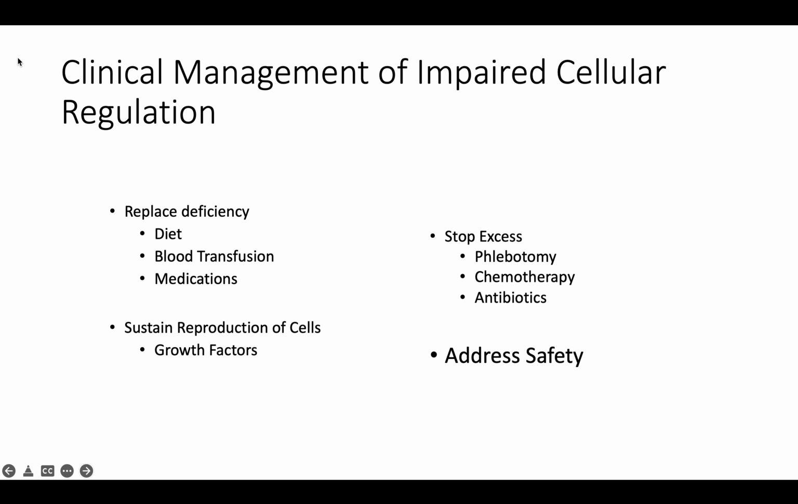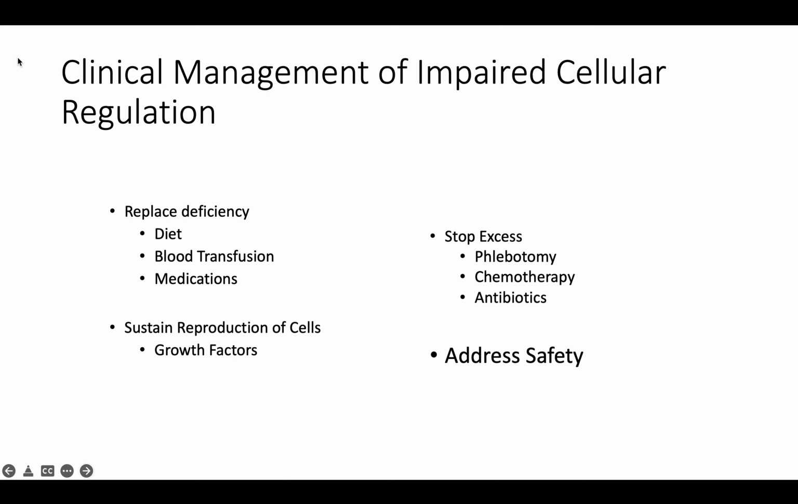We also can sustain the reproduction of cells when we're managing cellular impairment, right? When we talked about how cells are produced and how we have anemias, one of the reasons is blood loss or issues with the production of those cells, right? They can't replicate, okay, or they can't grow, okay? So we can give a patient growth factors.